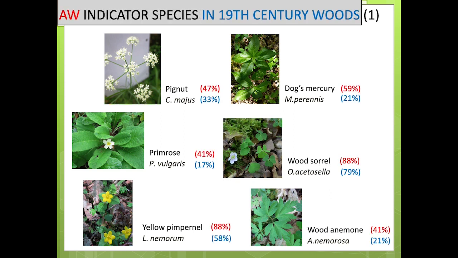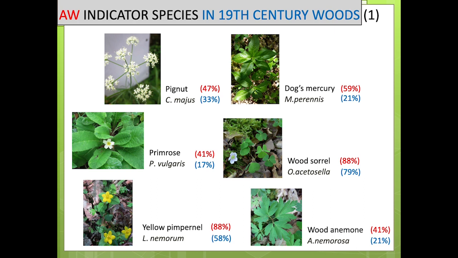So what we can find is that in most cases, these indicator species, we find them indeed more in ancient woodland sites than we find them in 19th century woods. You have a few examples here: pignut, yellow pimpernel, wood anemone. We discussed this earlier. Dog's mercury. That being said, they are of course also very common in much more modern woodlands. It's not a surprise, a lot of people know that already.